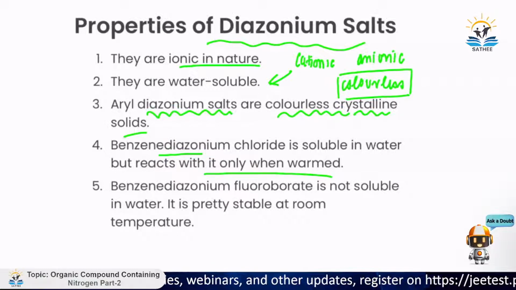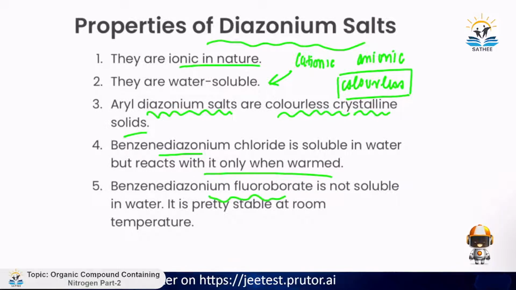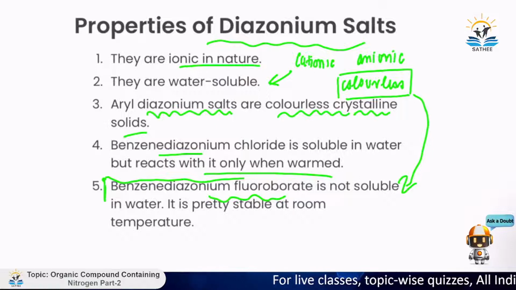This benzene diazonium chloride will also be ionic, since diazonium salts are ionic, so it is soluble in water. And benzene diazonium fluoroborate is not soluble in water. So benzene diazonium chloride or any diazonium salt will be soluble in water since they are ionic in nature, with cations and anions present. But benzene diazonium fluoroborate is not soluble in water. It is not so important to remember, but for the sake of information, it is given here.